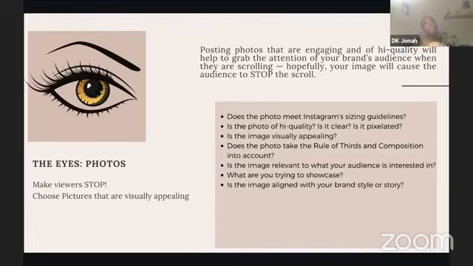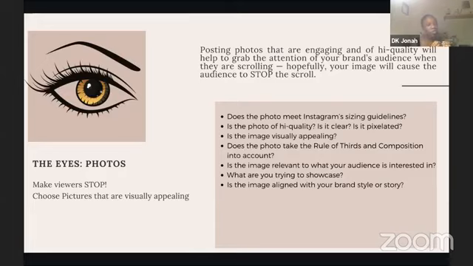Because sometimes we take pictures as portraits, not landscape, so we can cut off some things. Ensure that you push it down and the details that you need to emphasize are there. Is this photo of high quality? Is it clear? Is it pixelated? Those are questions you need to ask yourself. Is the image visually appealing? Does the photo take the rule of thirds and composition into account? So there's a rule of thirds and composition when you are taking pictures or creating your graphics.